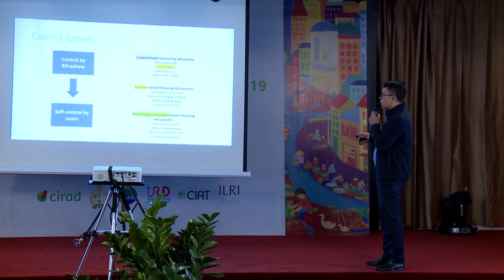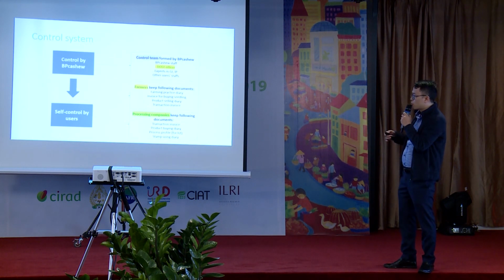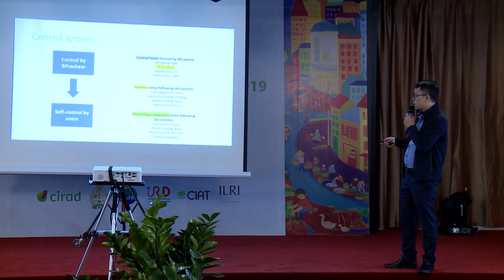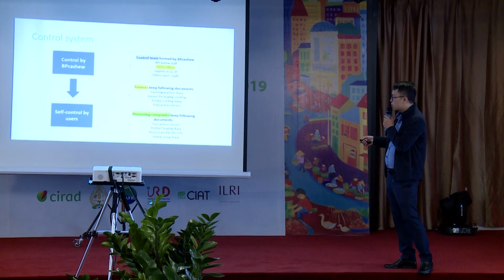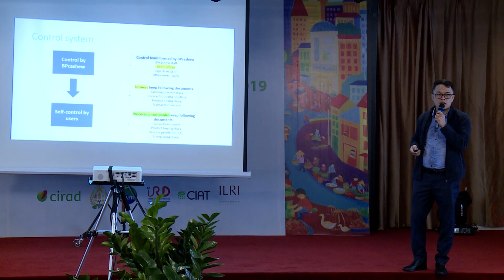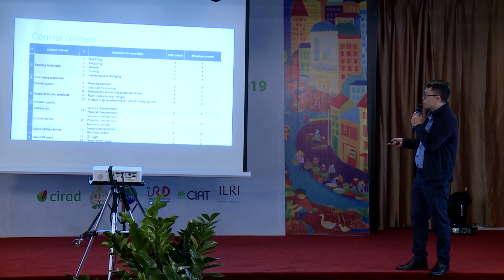Actually, we have two main users. The first one is farmers who grow the cashew nut, and the other one is processing companies. In this graph, I list some documents that those users need to record and keep at their unit or their farm to be checked by the control team. I will go into more detail.